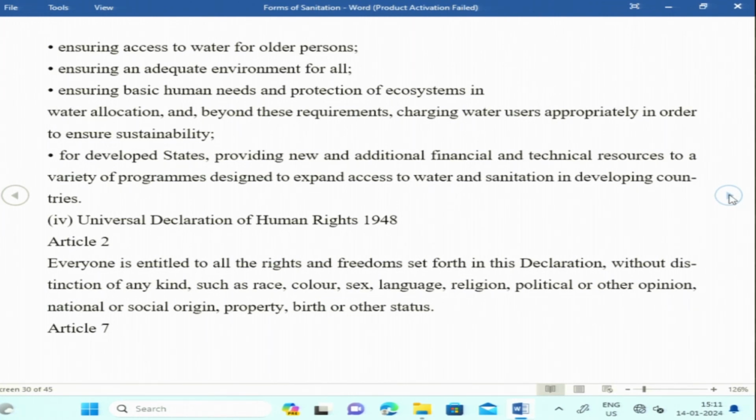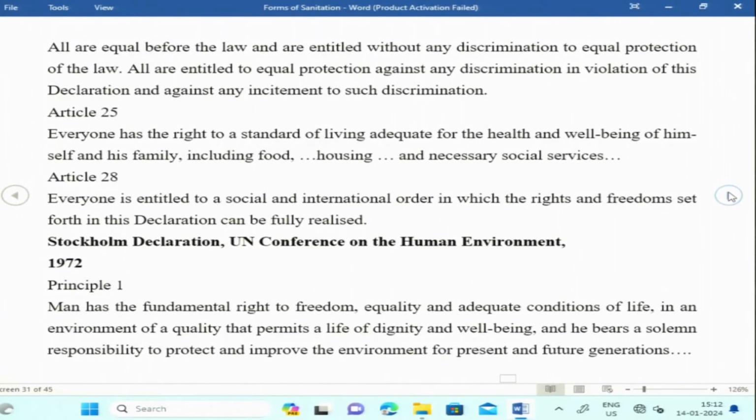And then we try to speak about the Universal Declaration of Human Rights of 1948, within which Article 2 specifically emphasizes that everybody is entitled to all the rights and freedoms set forth in the declaration, and it is basically assumed that one's own entitlement has to be served. Similarly, Article 7 focuses on the fact that all are equal before the law, and we should not make discrimination based on certain laws.